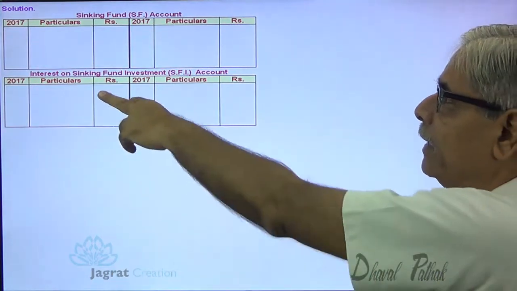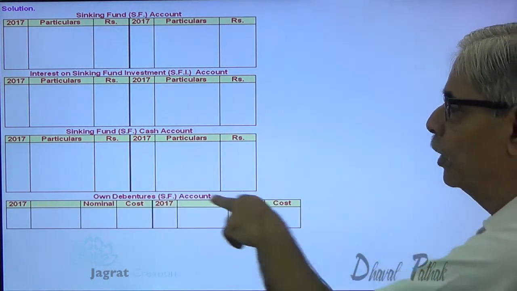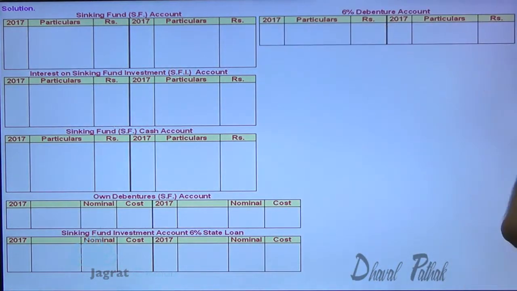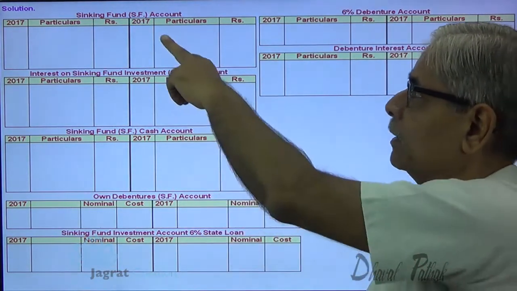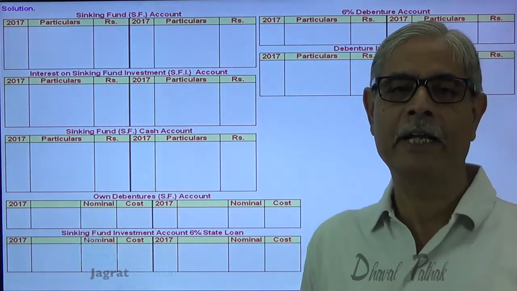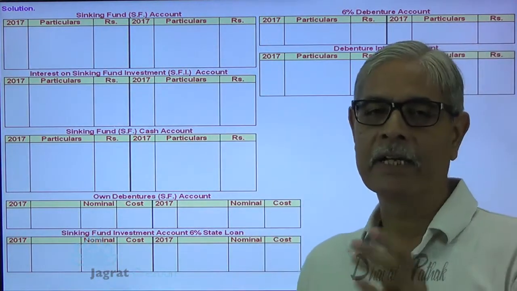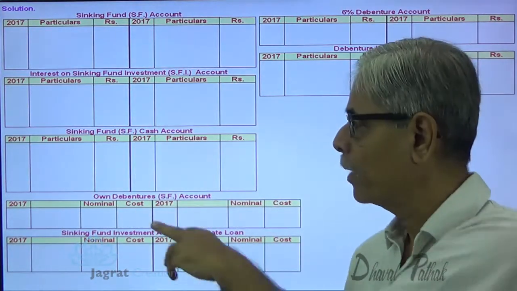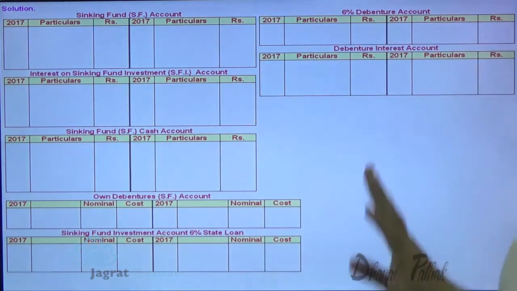So these are the accounts, as I told you. Interest on sinking fund investment account, sinking fund cash account, own debenture account, that is sinking fund investment. Sinking fund investment is 6% state loan account, 6% debentures account, debenture interest account. So these are the various accounts that I am required to prepare. This sinking fund is funds accumulated to redeem the liability. Whatever the annual interest occurs at the end of the year, that interest will be transferred to the sinking fund. Sinking fund cash account, then own debenture, sinking fund investment. This is also sinking fund. So these are the various accounts that I have prepared.